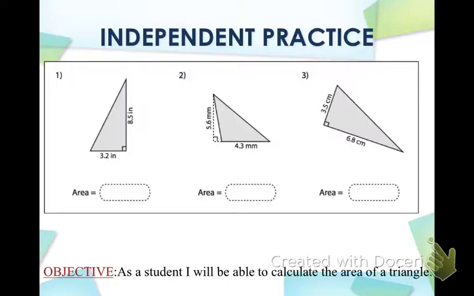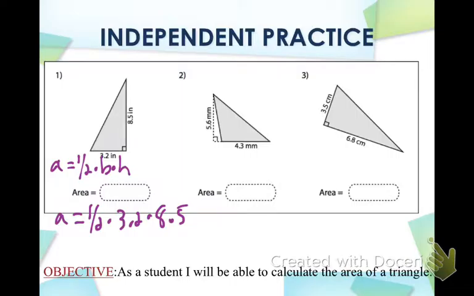Alright, ladies and gentlemen, we're going to go ahead and get started on this first one. You should have had area equals 1/2 times the base times the height. If you would have plugged in the numbers, you would have area equals 1/2 times 3.2 times 8.5. If you did all of that, you should get an area of, I'm going to put it inside that box, 13.6 inches squared.